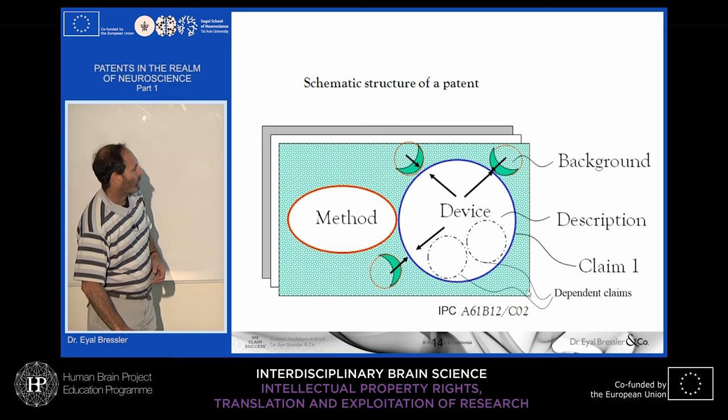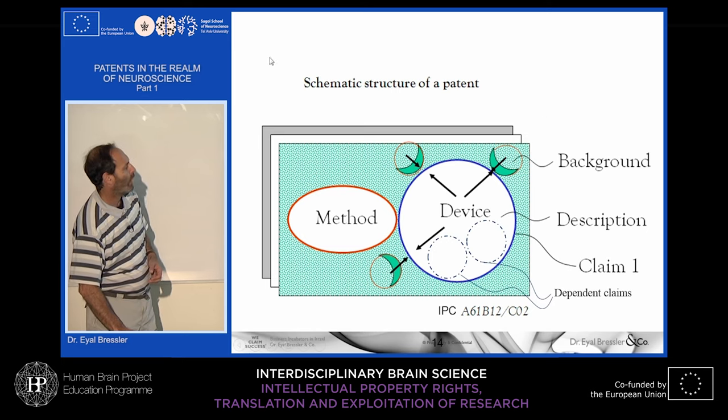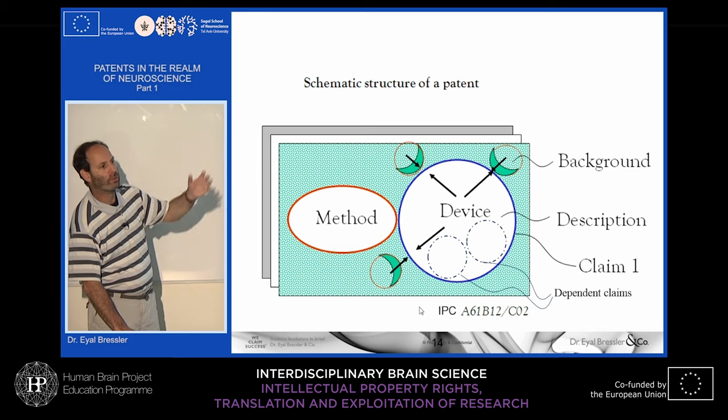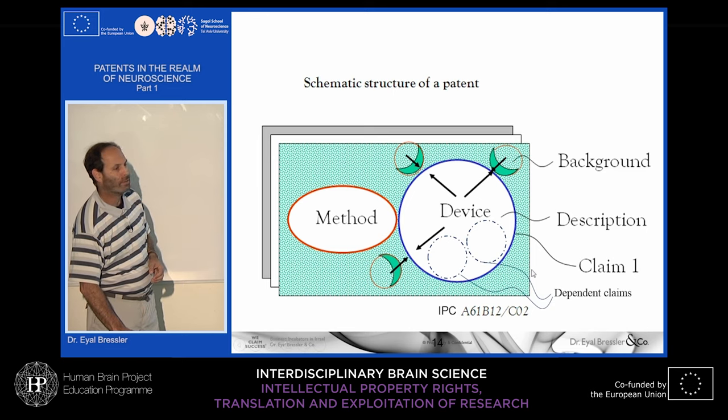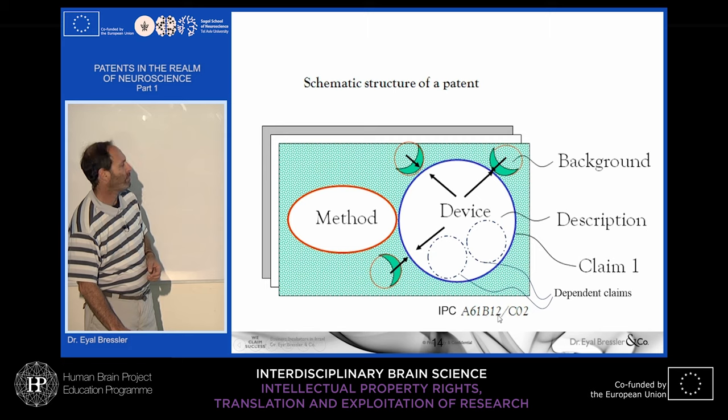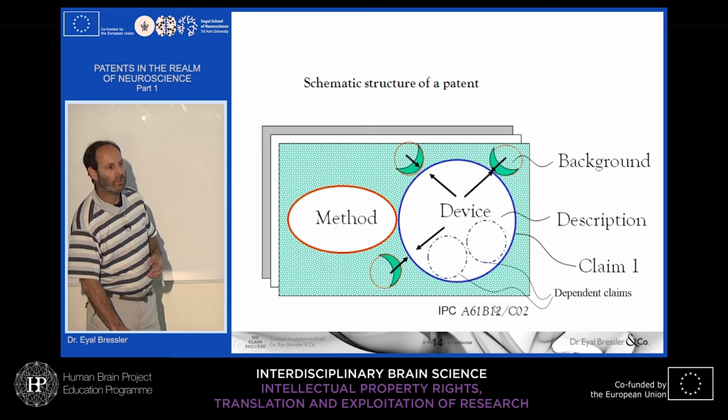So if there is an area of technology, I will call it IPC. IPC stands for International Patent Classification. So if there is a class of technology, IPC, and this class, A61 something, is the medical device classification. A is human necessity, 61 is medicine, B is a medical device, and 12 is an orthopedic or surgical instrument. So all the instruments used in urology, brain surgery, etc., are A61 B12. So in your own particular IPC, there is old data, published data, and there is new stuff, patentable stuff.